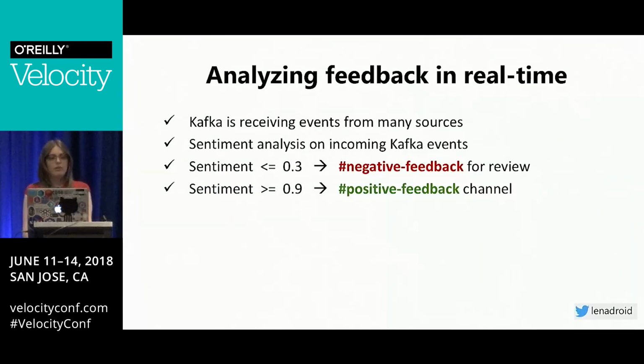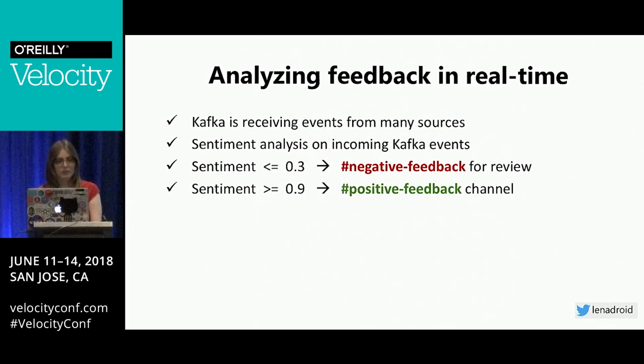So after we have the data, we need to analyze the feedback in real time. Right now, we're currently receiving events from many sources. We need to do sentiment analysis on incoming Kafka events. And the processing logic would be, in case the feedback is very negative, we need to send it to a negative feedback channel for review. And if it's too positive, we also would like to track it and send it to positive feedback channel. So let's see how this works.